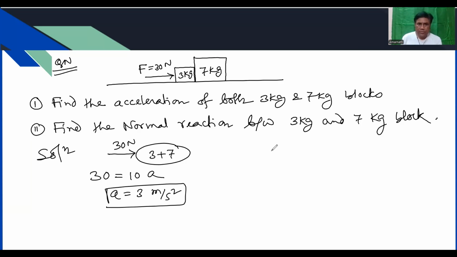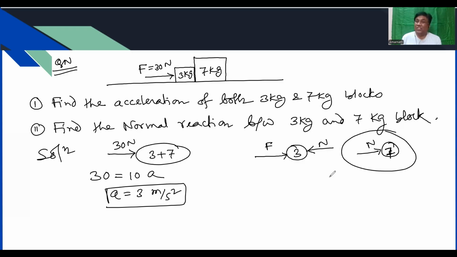Now if I draw the free body diagram, this is 3 kg. So it will be F, it will be N. If it is 7 kg, for 7 kg, actually only one normal reaction is there, okay? So I think it will be easier to solve, okay? So N equal to what? 7 into A. So N equal to 7 into 3. So it means N equal to 21 Newton.